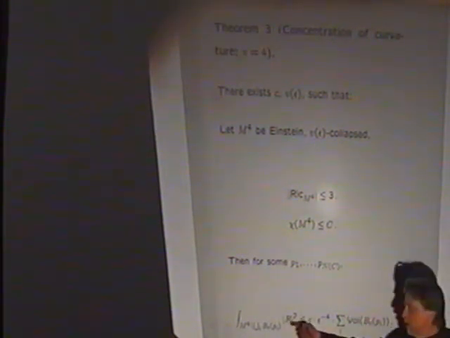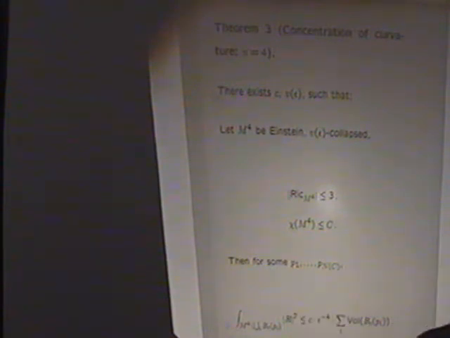So not only is it bounded pointwise, but in the integral sense, if it's very collapsed, almost all of the curvature is concentrating near these bad points. So not just that you have bounded curvature and very collapsed, so there isn't very much curvature on any ball of unit size. It's even C epsilon to the minus 4.